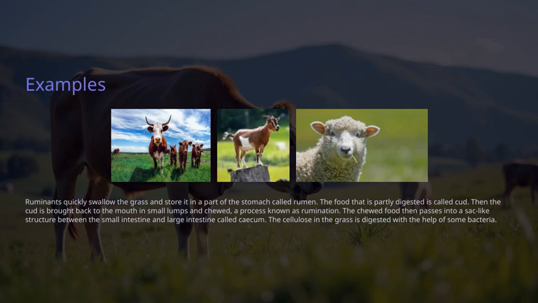After this, the chewed food passes into a sac-like structure called the cecum, which is located between the small and large intestines. An important point here is that cellulose in the grass, which is tough to digest, is broken down with the help of bacteria in the cecum. This bacterial action is crucial because it allows ruminants to extract nutrients from fibrous plant material that other animals might not be able to digest effectively. All of these processes, swallowing quickly, cud chewing, and bacterial digestion, are key adaptations that enable ruminants to thrive on a diet mainly composed of tough grasses and leaves.